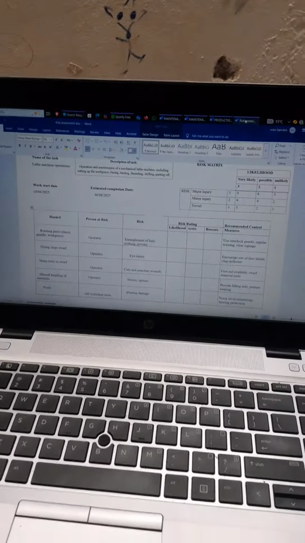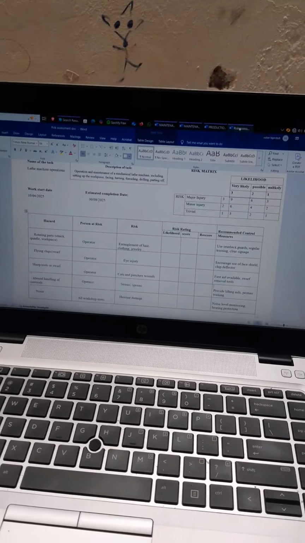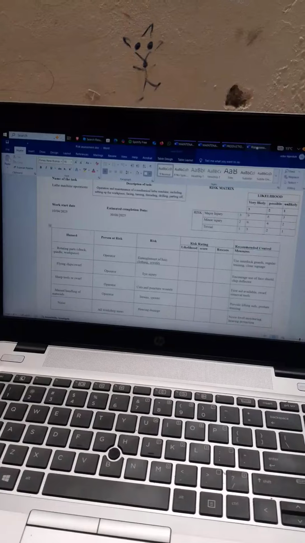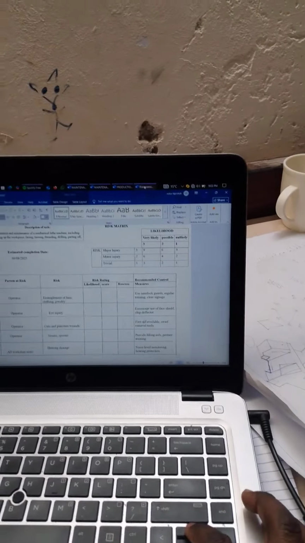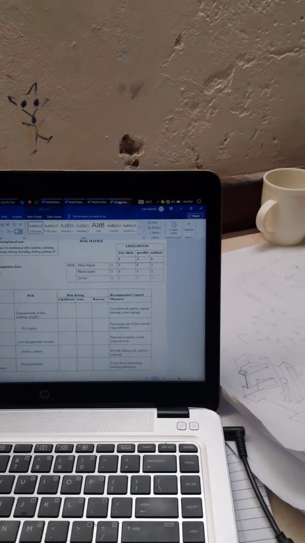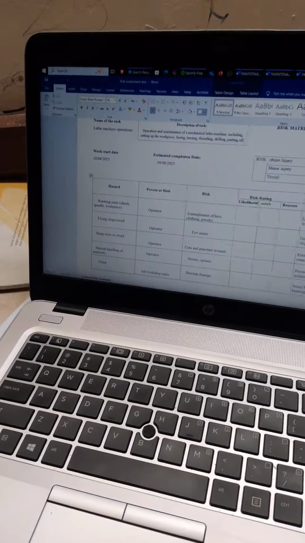The first thing is to define what is an assessment matrix. An assessment matrix is a table that organizes and visualizes how a program's learning outcomes can be assessed. For our case here, we want to assess our lathe machine.